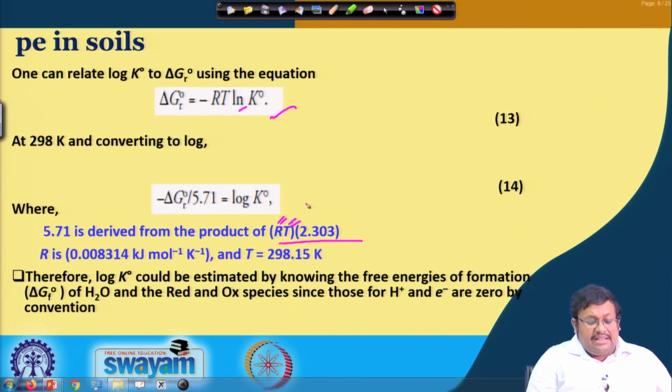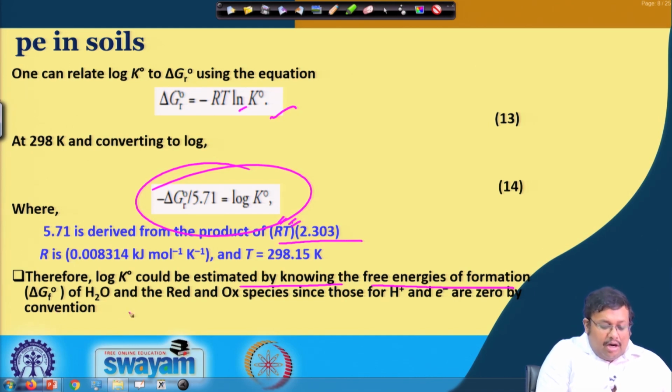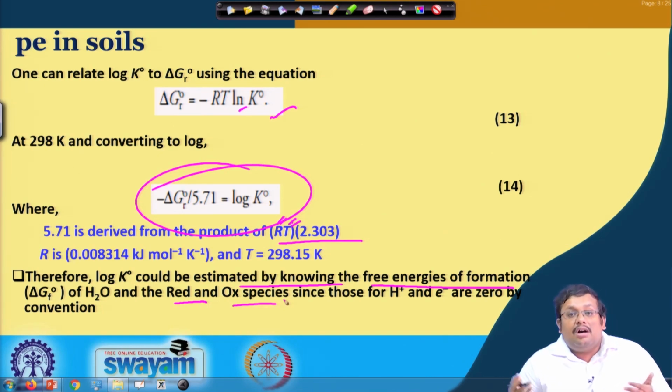So, when you multiply all these things, then we can get a value of 5.71. So, basically we simplify this in terms of the Gibbs free energy with the log of the equilibrium constant. Therefore, this logarithm of K0, or log of equilibrium constant, could be estimated by knowing the free energies of formation, that is delta G0 F of water and the reduced and oxidized species, since those for H plus and electron are 0 by convention.